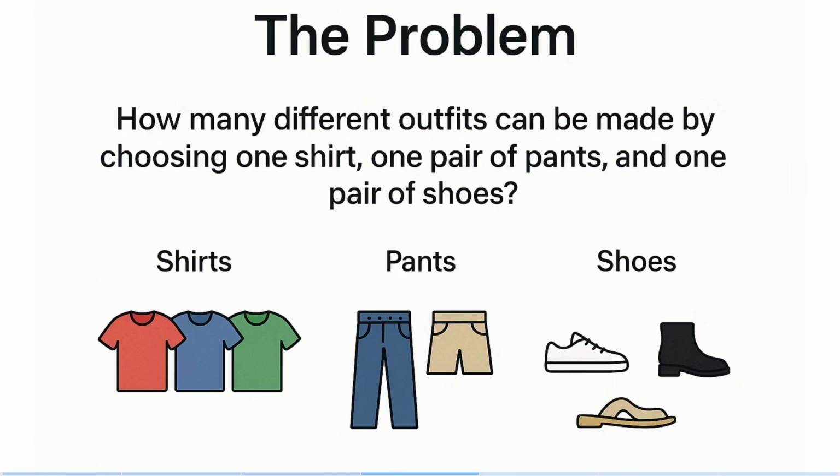Here's the problem. You have 3 shirts: red, blue, and green. You also have 2 pairs of pants: jeans and shorts. And for shoes, you have sneakers, sandals, and boots. The question is, how many different outfits can be made by choosing 1 shirt, 1 pair of pants, and 1 pair of shoes? This problem might seem small, but it demonstrates how quickly combinations grow as we add more choices. It's this kind of thinking that's applied when designing user interfaces, product options in e-commerce, or testing all of the paths in a software system.